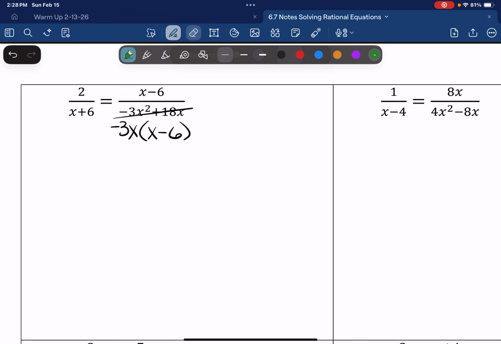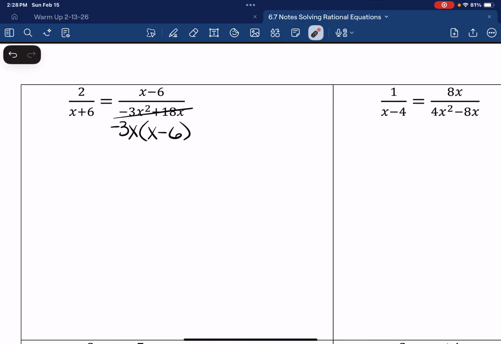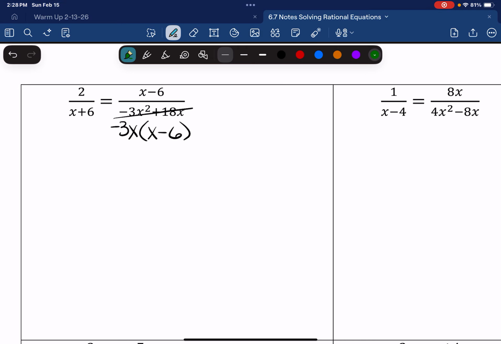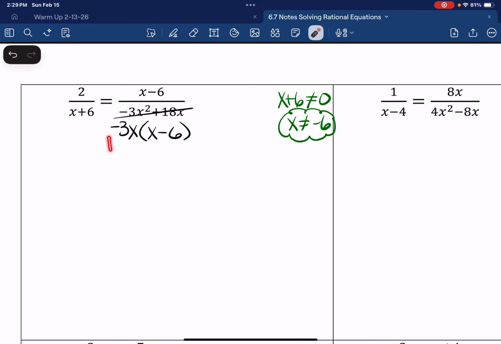I know that x plus 6, our first denominator, is not allowed to equal 0. So x plus 6 cannot equal 0. When we isolate x, we get x cannot equal -6. That's my first restriction. Then I have this second denominator right here, but it's got two factors in it.